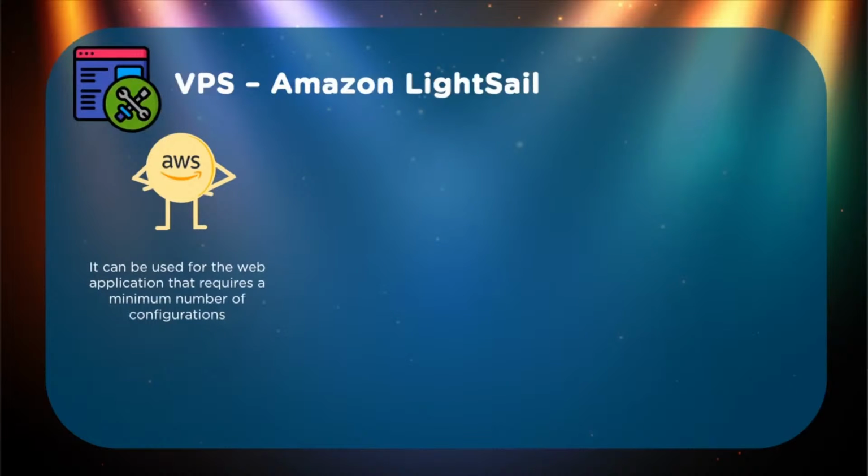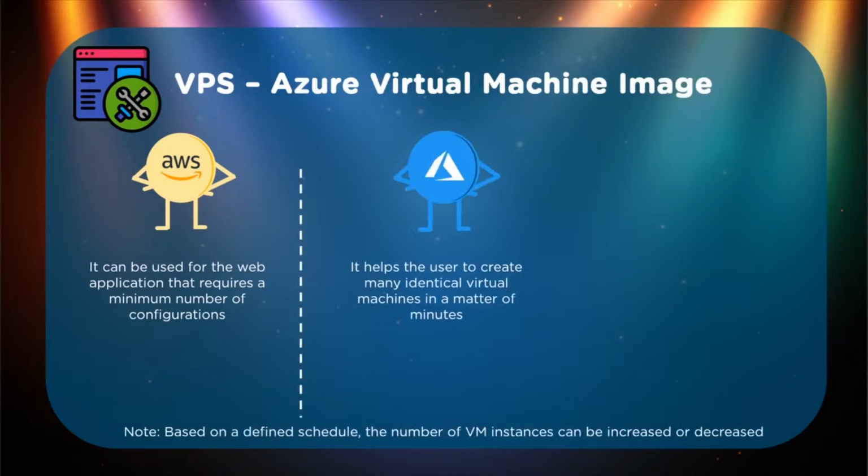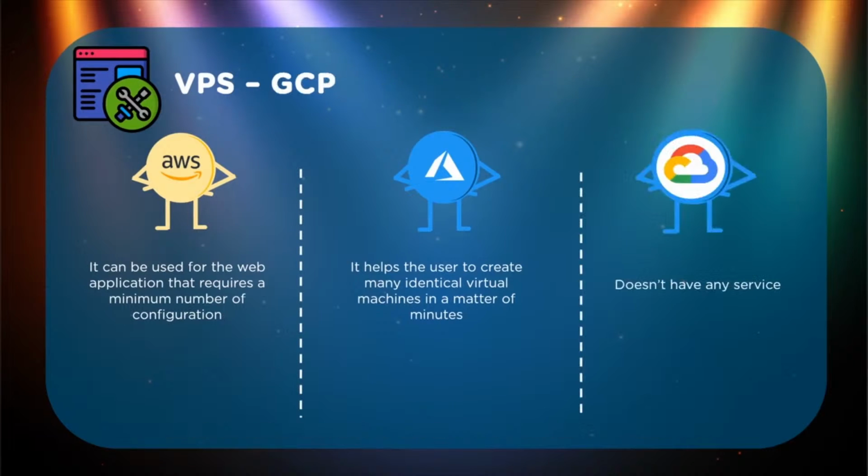Next, let's talk about virtual private server services. AWS provides Lightsail. It provides everything you need to build an application or a website along with the cost-effective monthly plan and minimum number of configurations. In simple words, VM Image is a more comprehensive image for Microsoft Azure virtual machines. It helps the user create many identical virtual machines in a matter of minutes. Unfortunately, GCP does not offer any similar service.